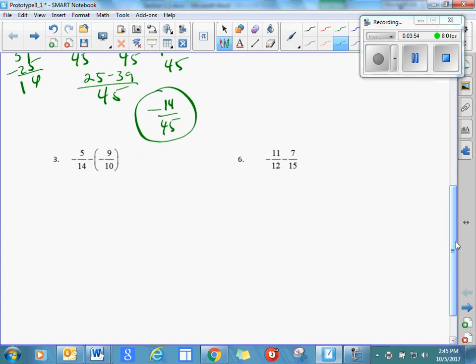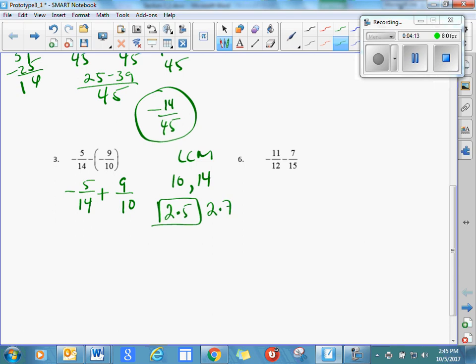One more. I see a double sign here. I don't like double signs. I'm going to immediately make it a plus. And now I'm going to look at 10 and 14, and I'm going to find the LCM. So 10 is 2 times 5. That's its prime factorization. And 14 is 2 times 7. Those are both prime numbers. I'm going to take every base I see, a 2, a 5, and a 7, and the only exponents I see here are to the first power, so I don't even have to add any exponents. When I multiply out, I get 10 times 7, which is 70.